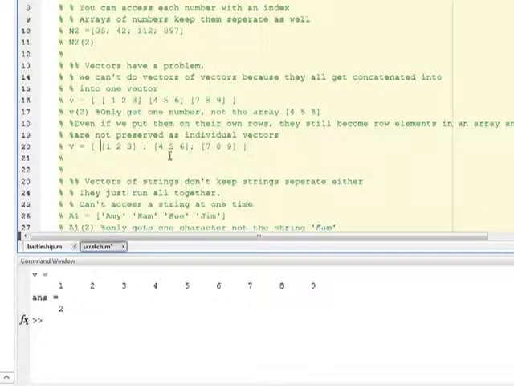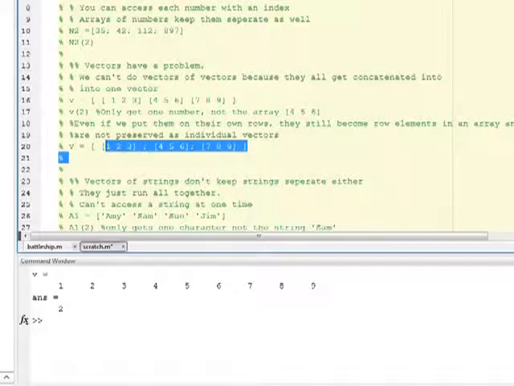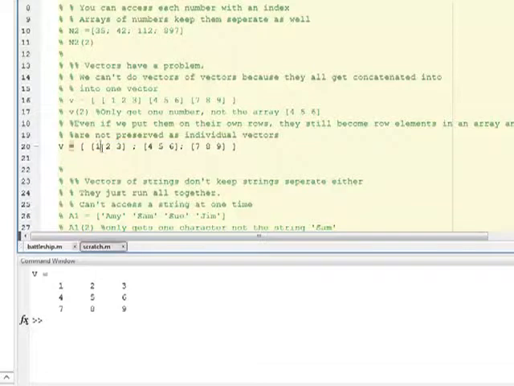Even if we put it on its own row, just like the arrays we've just done, I still lose the whole vector 1, 2, 3. Now it is the individual numbers 1, 2, and 3. So that can be not to our advantage sometimes.